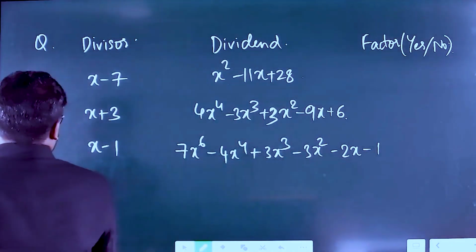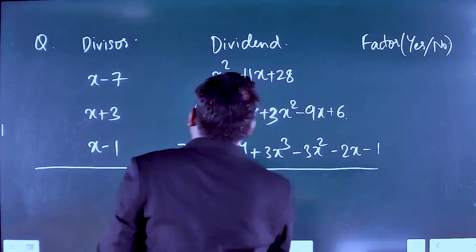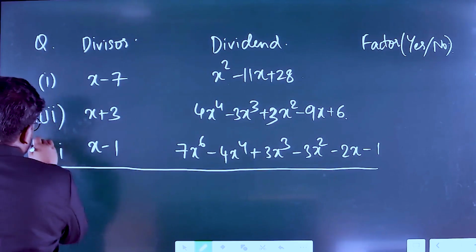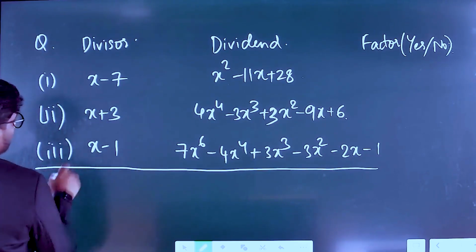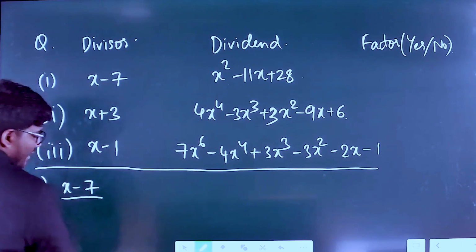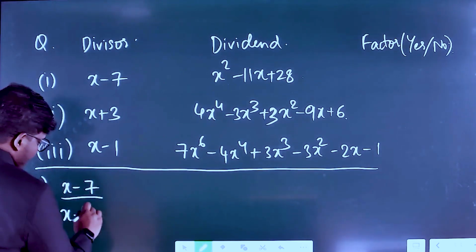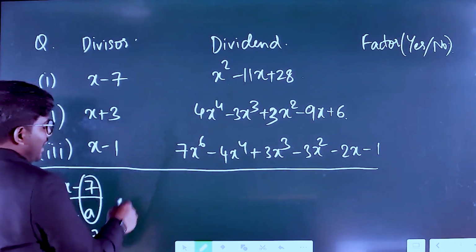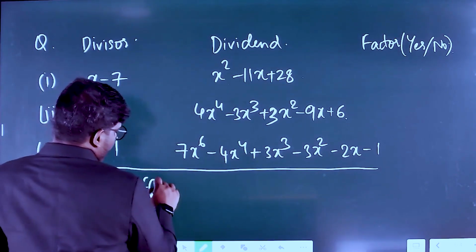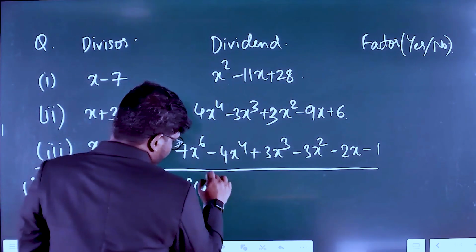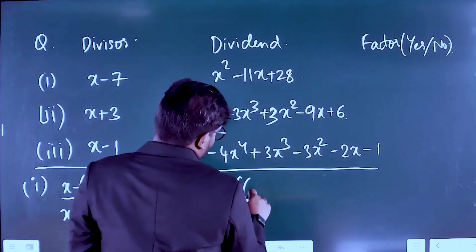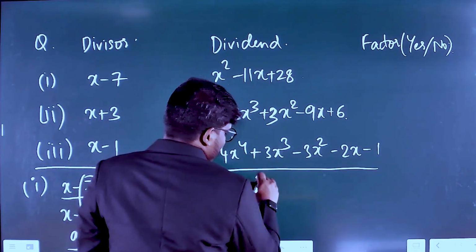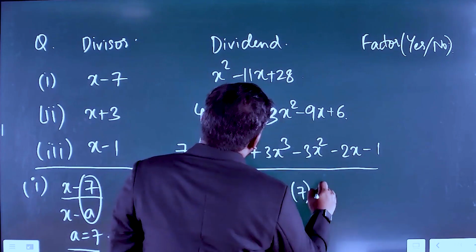Now we'll solve it. We'll name this 1, 2 and 3. So in case of 1, x minus 7 is the divisor, right? So comparing it with x minus a, I understand that a is equal to 7. If a is equal to 7, I need to substitute this in the dividend. So f(x) equals f of 7, which is 7 squared minus 11 times 7 plus 28.